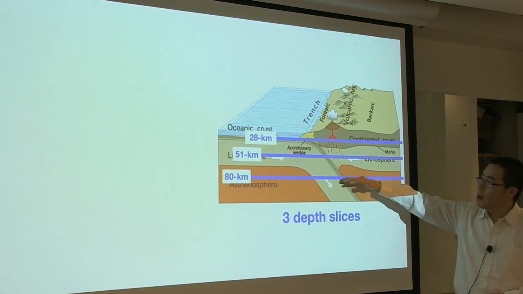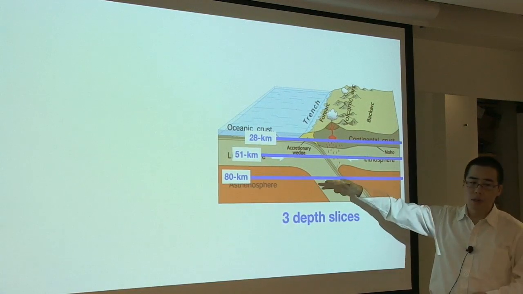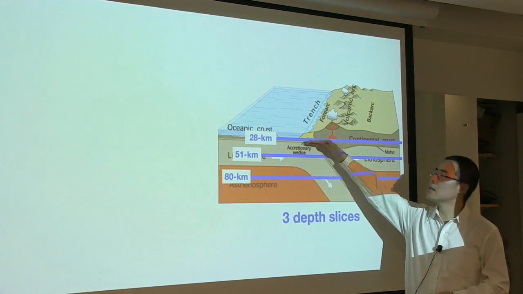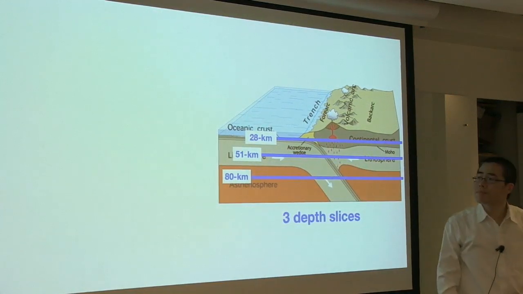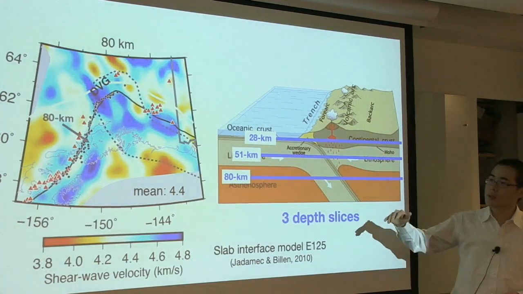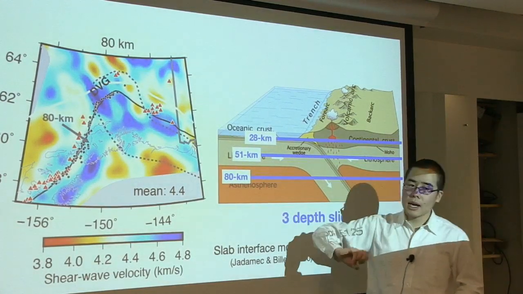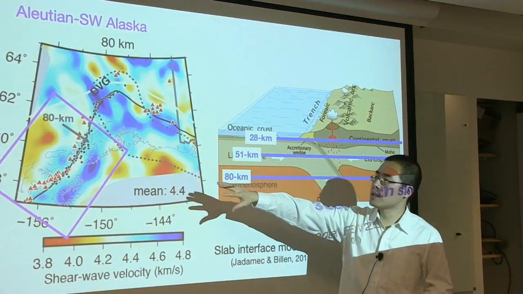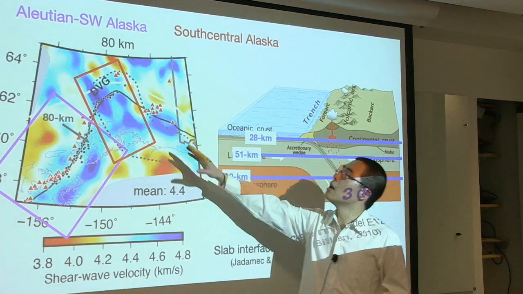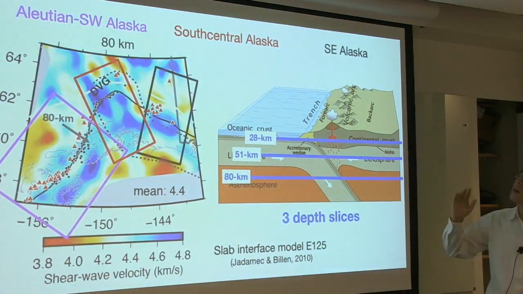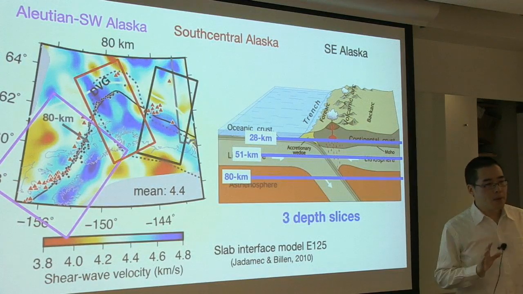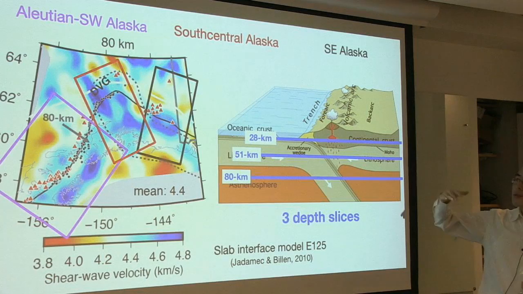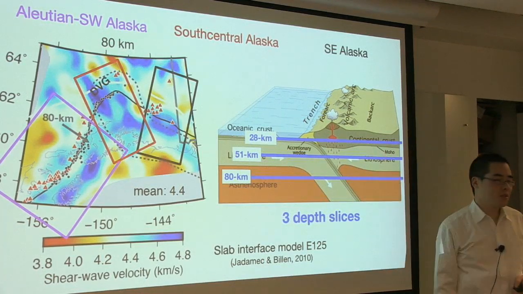This is sampling the subducting slab, the structure of the slab. This is the mantle forearc and the uppermost mantle. This is the overriding crust. And these 3 depths will be shown, and I will describe the main features in 3 regions. One is in the Aleutian-Alaska, southwestern Alaska region, and this is in the south central Alaska and southeastern Alaska region. So remember, in the following few slides, the main features will be described at 3 depths in 3 regions.